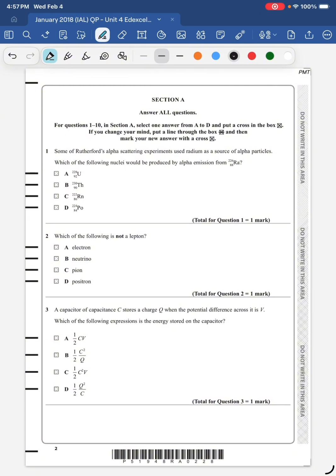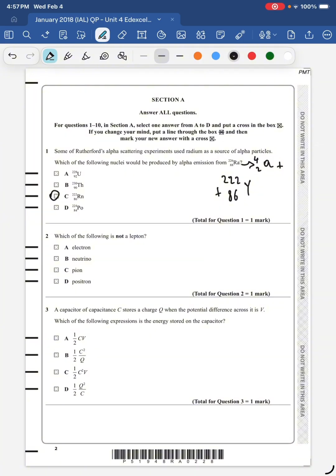This nucleus will emit an alpha particle, right? And to balance the equation, we will need a new element, let's call it Y, which will have 222 protons and neutrons and 86 protons, because on the right hand side, 86 plus 2 makes 88, and 222 plus 4 makes 226. Okay, let's read off these elements. We see that the only correct option is C.